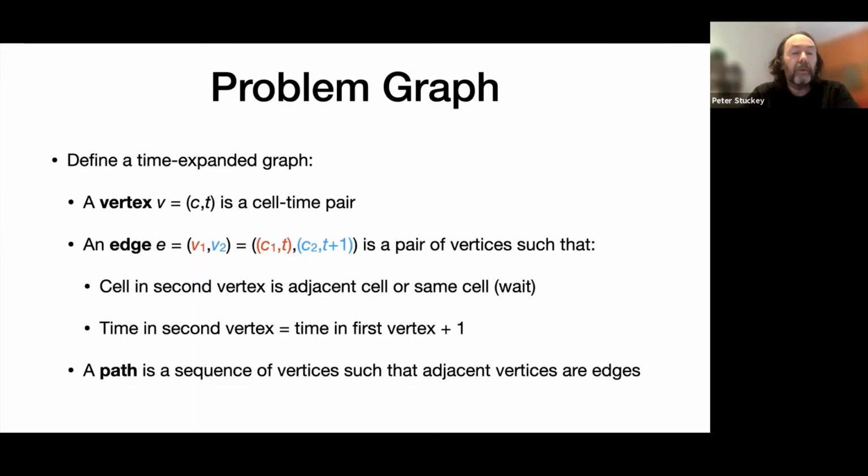All right, so our problem graph we have, so here's all our NVT size objects. We have each vertex and each time, right? And then we have an edge between two of these vertices, so that it's both a cell and a time pair, right? And so you can either go north, south, east, or west, or you can stay where you are. So the time in the second vertex is always the time in the first vertex plus 1. And then a path is a sequence of vertices such that the adjacent vertices are adjacent.